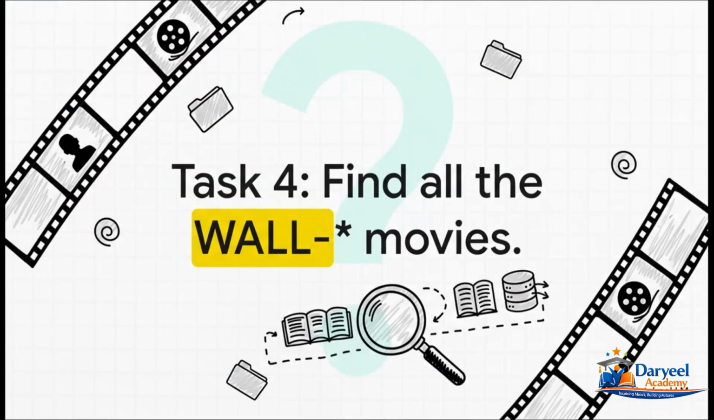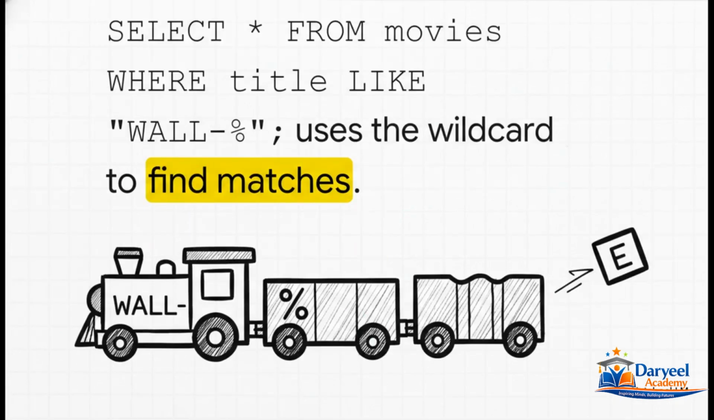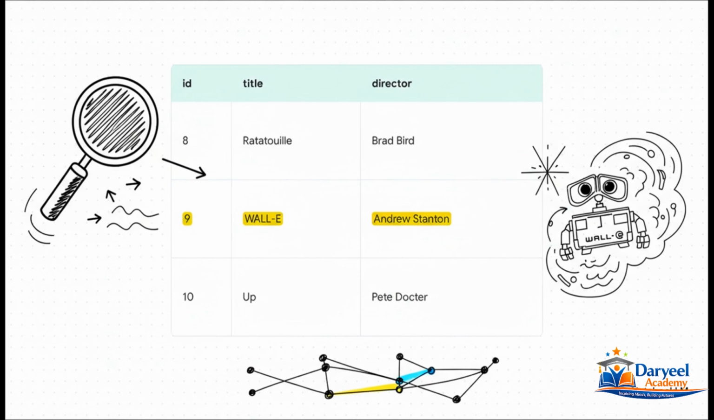All right, last one. How do we find a movie when we only remember the first part of the title? You guessed it, we're bringing back the percent wildcard. It's perfect for matching 'WALL' plus whatever comes next. And there it is. WALL-E, see? This kind of pattern matching is just incredibly useful.